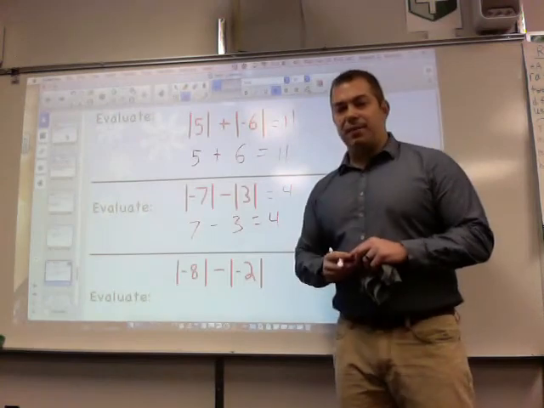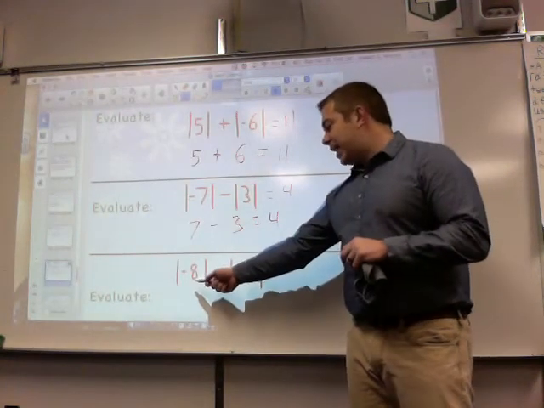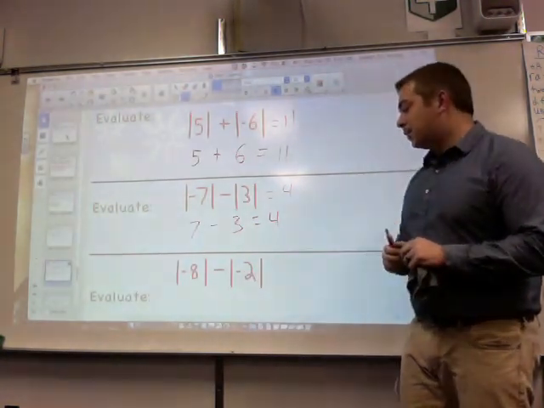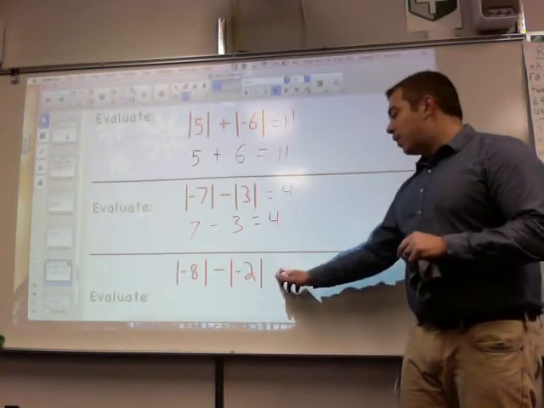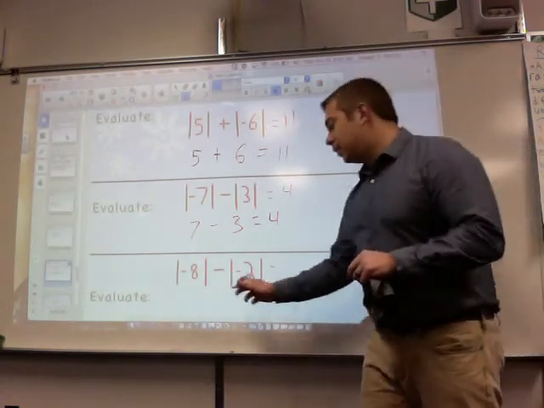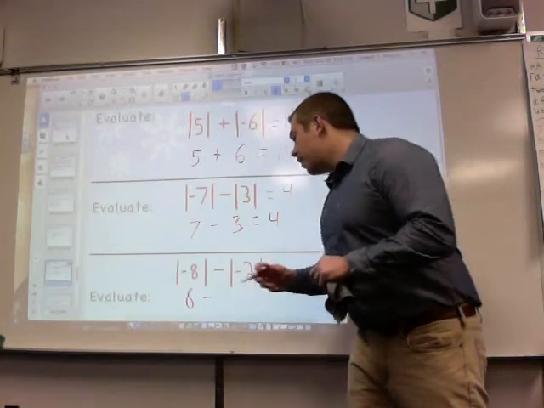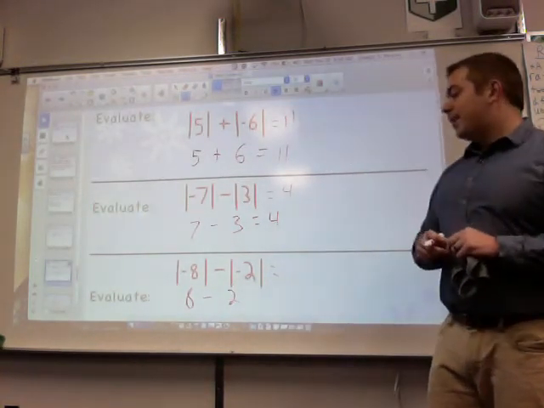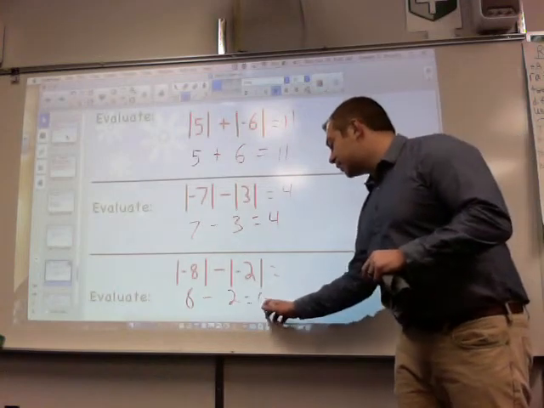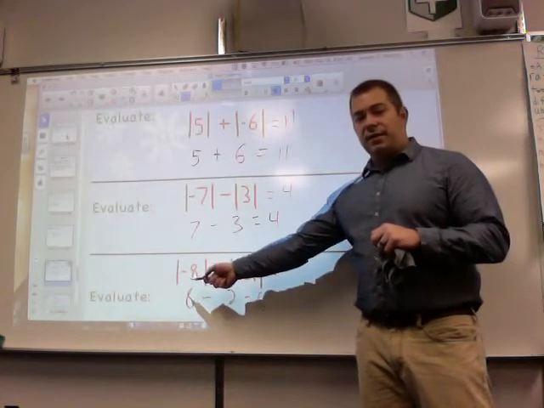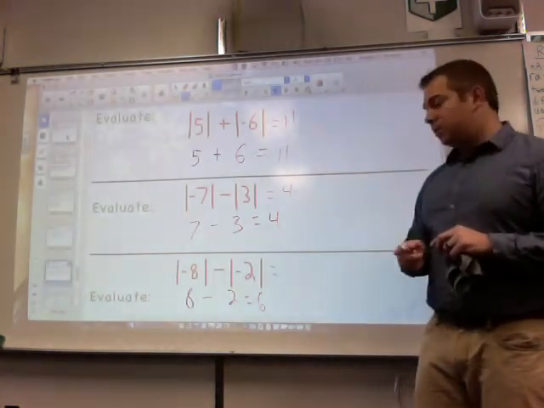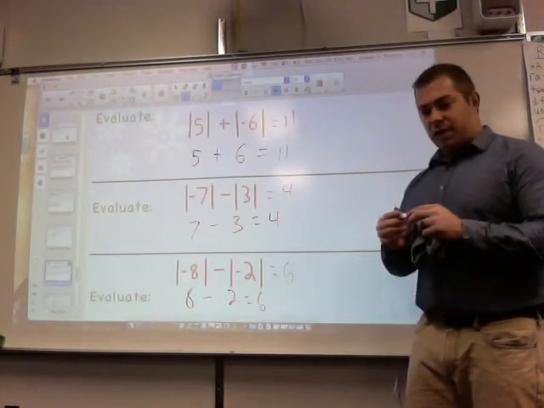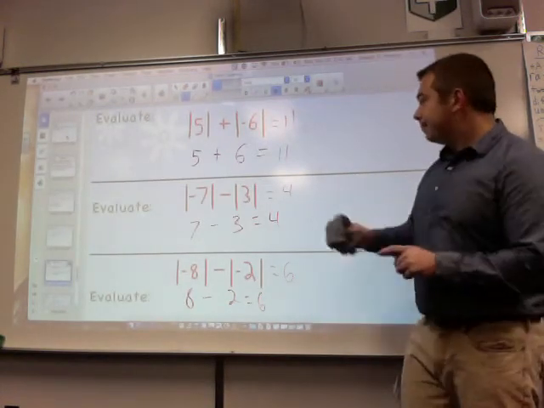And our last example down here. I have the absolute value of negative 8 minus the absolute value of negative 2. How far away is negative 8 from 0? Well, it's just 8 away. How far is negative 2 from 0? It's just 2 away. So I end up with 8 minus 2, which equals 6. So the absolute value of negative 8 minus the absolute value of negative 2 equals 6. And there you have it. Not too difficult, right?